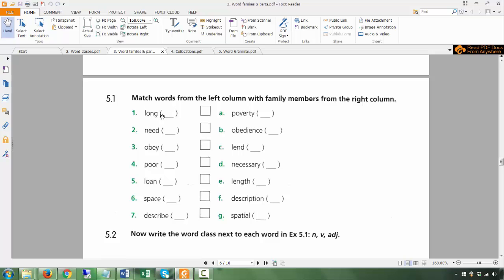So long, firstly put here the word class ADJ, adjective. Length is a noun, put N. And then here you can put E, because this is related to this. Need, okay, what is the word class, and which word on the right is related to it? Remember, there are different word classes. This is an adjective, this is a noun.